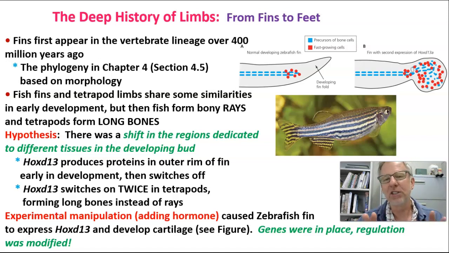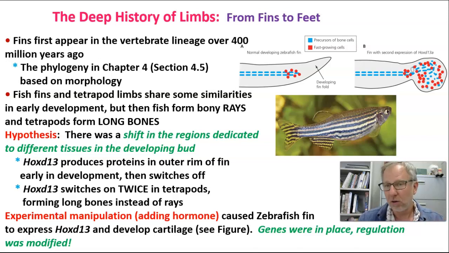It produces proteins in the outer rim of a fin when it's just beginning to develop, and then it switches off. So that HOXD13 switches off, and then that apical ectodermal ridge takes over and produces the rays. Whereas in tetrapods, HOXD13 switches on twice. Switches on early in development to produce early bones like the humerus. Then it switches off. And then it switches back on in tetrapods and forms the long bones instead of fin rays.